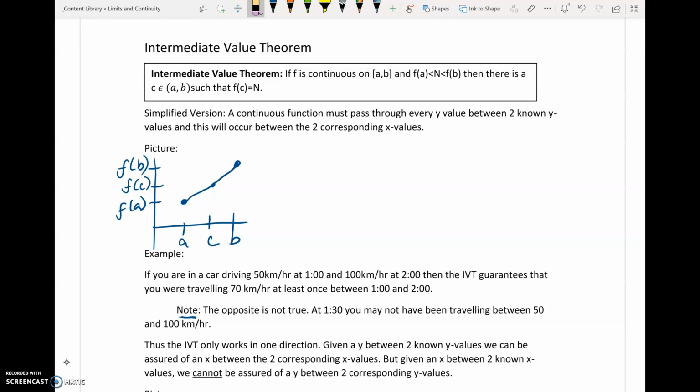So an example is in the picture here, let's just say that we know the two y values are f of a, and we also know f of b. This will occur between the corresponding x values a and b. So there is some value c in between a and b where I'm going to have an f of c. And I know that f of a is smaller than f of b, so f of c has to be bigger than f of a and smaller than f of b.